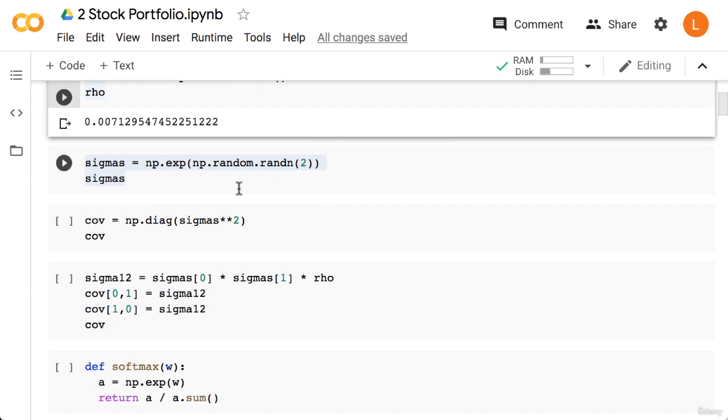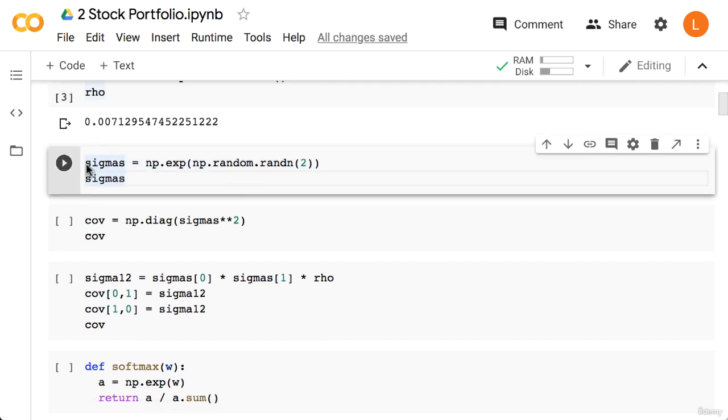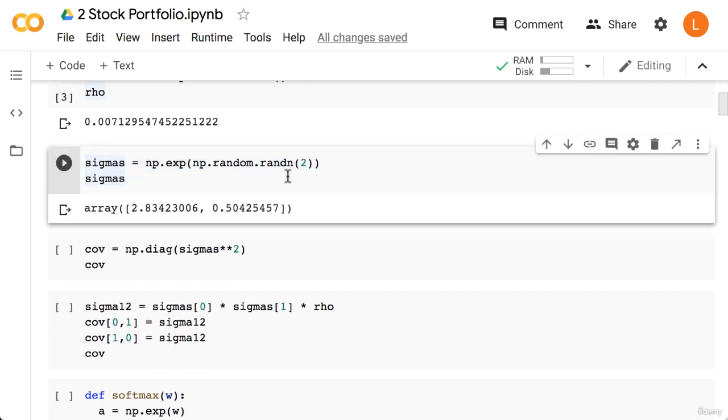Next, we'll generate the standard deviation for the two stocks. Since standard deviations must be positive, I've sampled 2 points from the standard normal and then put them through an exponential. So this will ensure that both sigmas are positive.